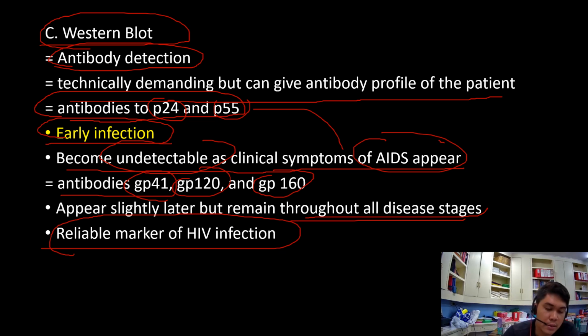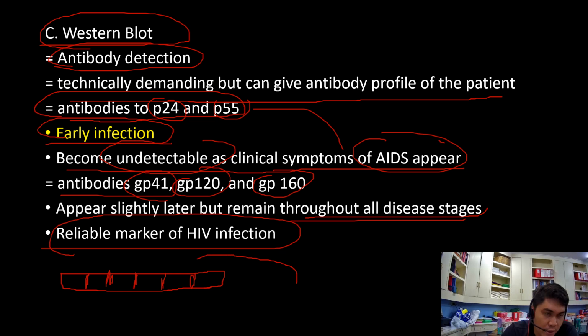Regarding Western blot, you need a strip. This strip contains antigen, for example, antigen to P24, antigen to P55, antigen to GP41, GP120, and GP160. Next, you allow this to react with the patient serum. Patient serum contains antibody. So for example, if the patient serum contains anti-P24 and anti-P55, the antibodies will react in this area.